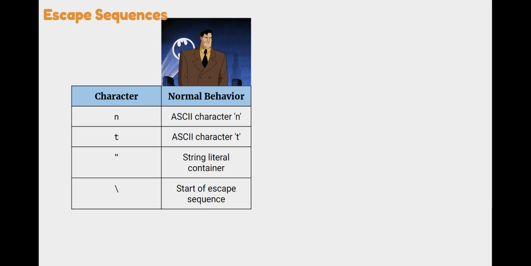So starting off with the character n, when we use the character n in a string, it is just a regular character n. With the character t, when we use that in a string, that is just the regular character t. Now the double quote symbol we cannot use inside of a string because that is not a regular character to Java. To Java, that's how we tell Java that we are going to either start or stop making a string literal. Those are our string literal containers. And the last character is the backslash character.